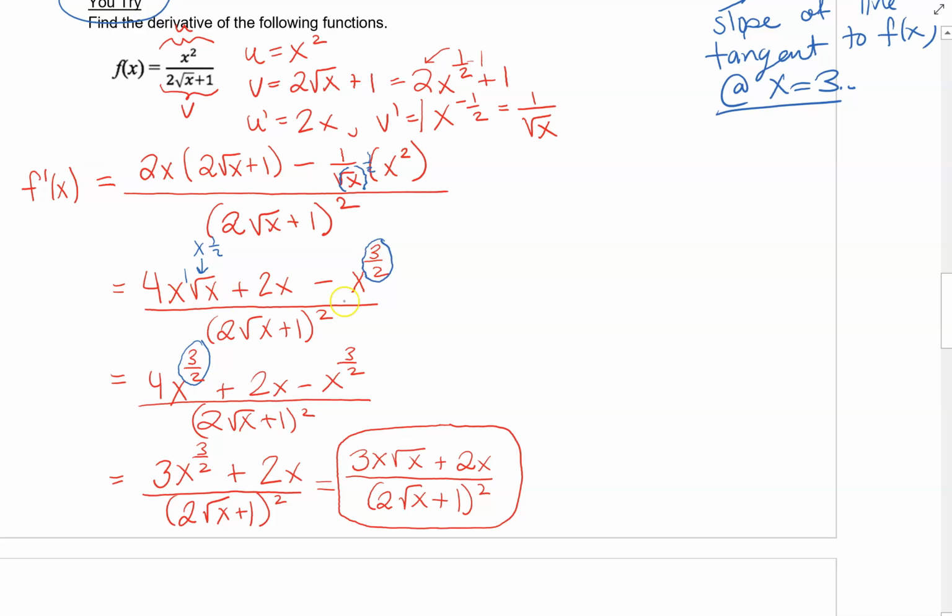Because then we can recognize that these are like terms. 4x to the 3/2 and then negative 1x to the 3/2. And so we can combine them to get 3x to the 3/2. That's the only real simplifying you have to do. So you could either leave it like this, or you could then go back to radical notation, remembering that x to the 3 over 2 is x to the first times x to the 1/2, or x rad x. So either one of these answers would be fine.